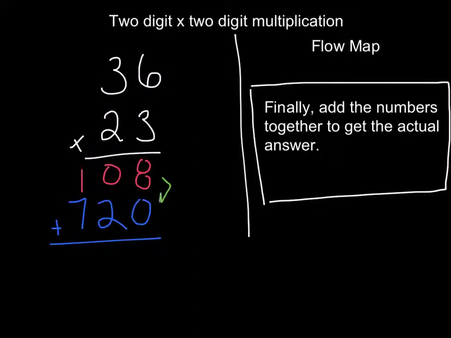We have 8 plus 0, which is 8. We have 0 plus 2, which is 2. And then we have 1 plus 7, which is 8. So our final answer of 36 times 23 is 828.